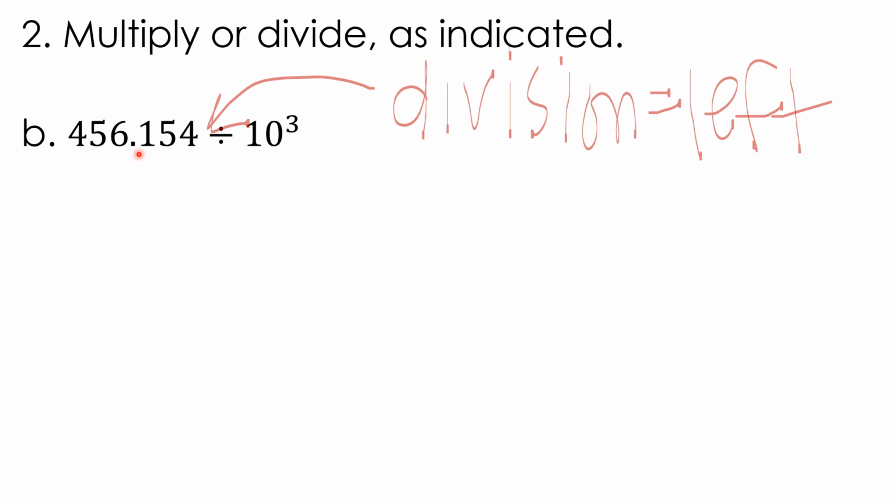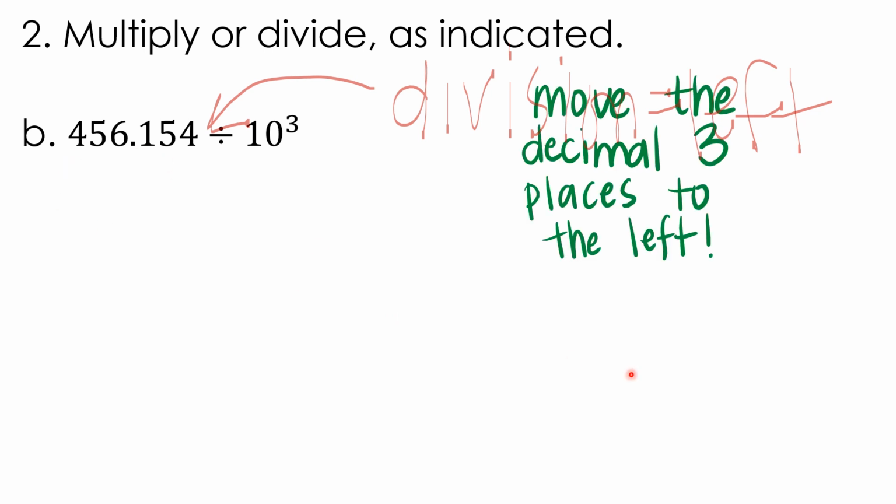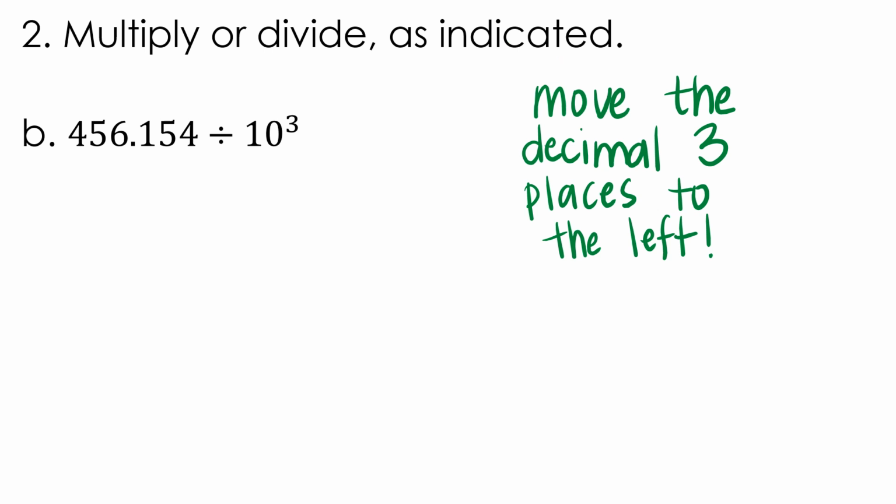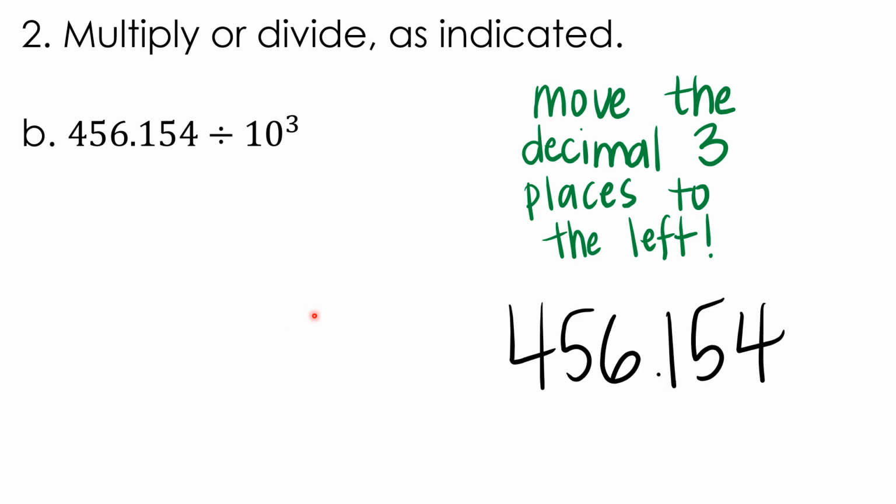All right, now we're going to move that decimal to the left 3 times. Let me erase all that. Okay, that looks better. All right, so there's our number. We're going to move the decimal to the left 3 times. So 1, 2, 3. The decimal point goes before the 4.